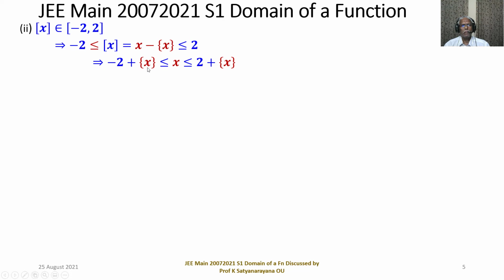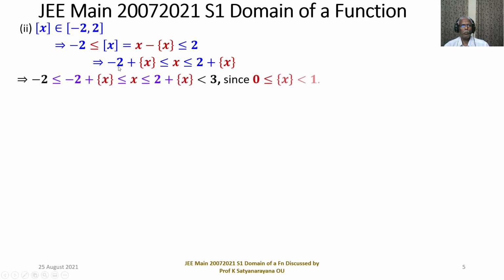The fractional part of x satisfies 0 ≤ {x} < 1. So -2 will definitely be less than or equal to -2 + {x}, because the fractional part of x takes the minimum value 0, including 0. And in 2 + {x}, the fractional part at most approaches 1 but is not equal to 1, therefore it is less than 3. Therefore x lies between -2 and 3, which implies -2 ≤ x < 3.